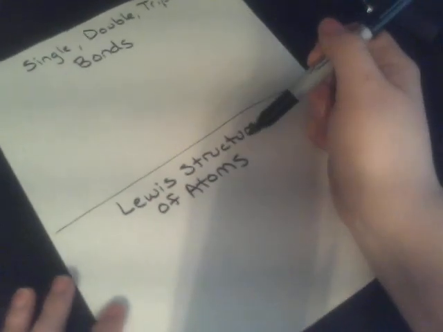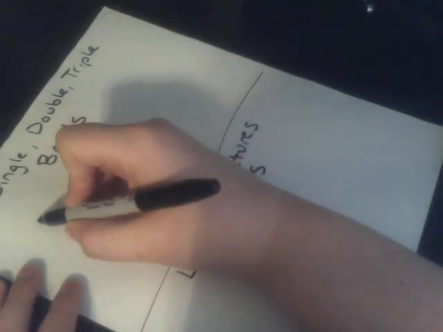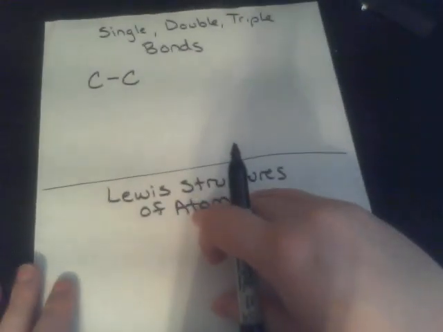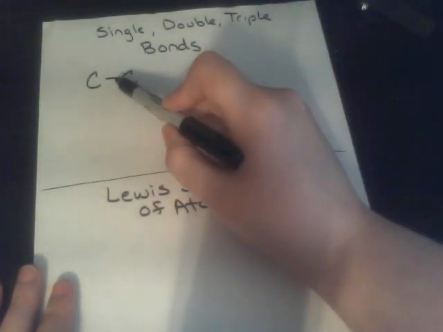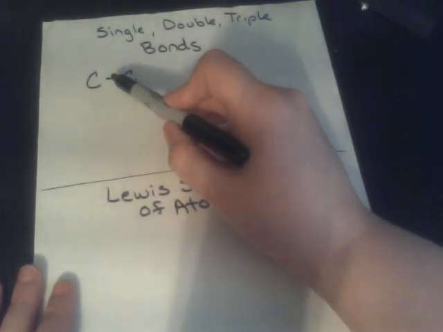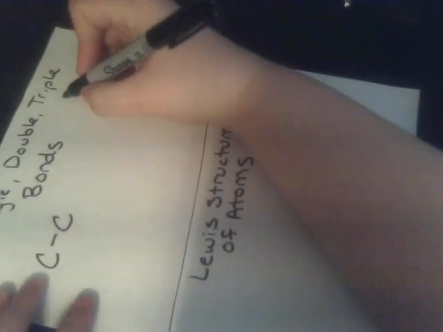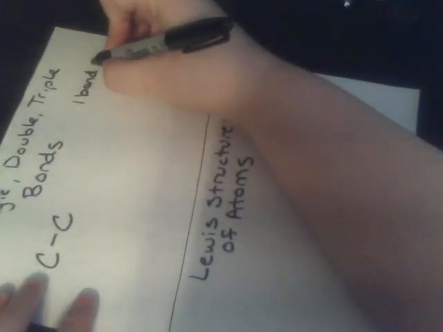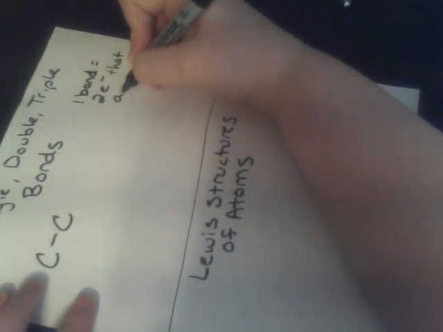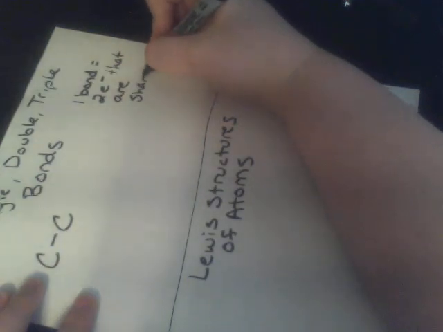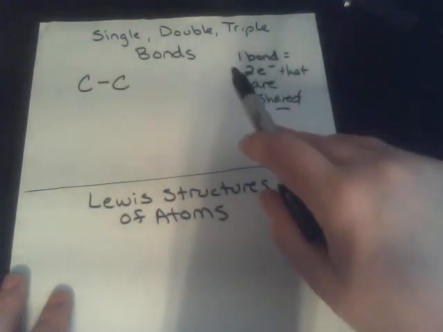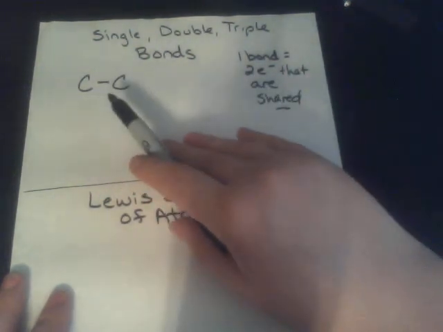That would be represented by, let's say, a C bound to a C. That would be a single bond. Now, in a bond, we're going to learn this and it's going to hammer it into our heads, but a bond is two electrons. So one bond equals two electrons that are shared.